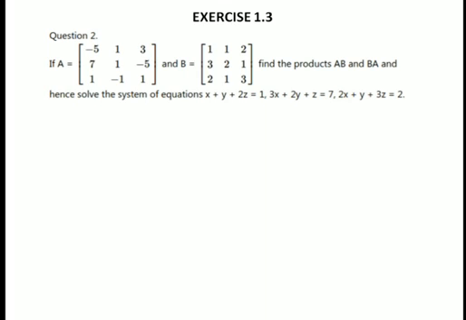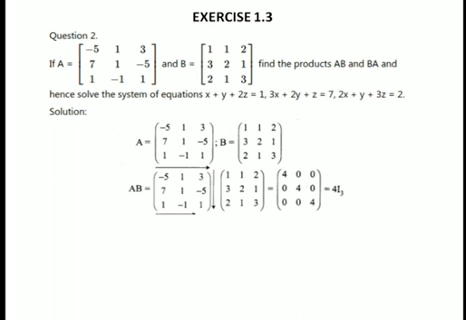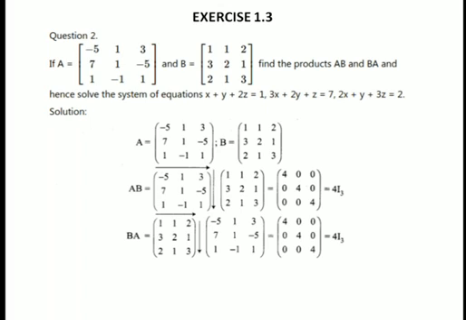Second question, A and B are given. Find the products AB and BA and hence solve the system of equations. First, you take it and write the A value and B value. AB, find out, that is 4I3. Then BA, 4I3 you get. So AB equal to BA equal to 4I3. After that you substitute the value of A, 1 by 4 A and the A value, and after that you simplify, B inverse equal to 1 by 4 A.